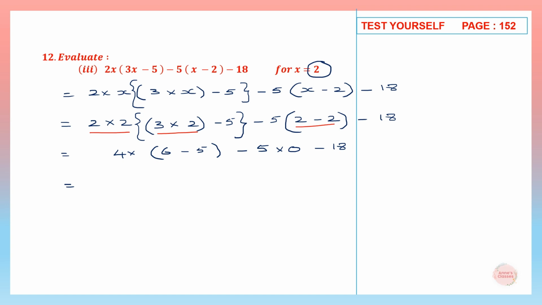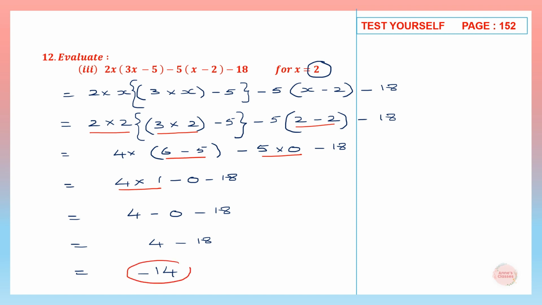Now first let's remove the brackets. So 4 into, let's remove the brackets here. 6 minus 5 is 1, and write everything else as it is. Minus, now here let's work this out. 5 into 0 is 0. So 0 minus 18. Now let's work out the multiplication. 4 into 1 is 4 minus 0 minus 18. Now 4 minus 0 is 4. 4 minus 18, put the sign of the bigger number and subtract. 18 minus 4 is 14. So what's our final answer? Minus 14.